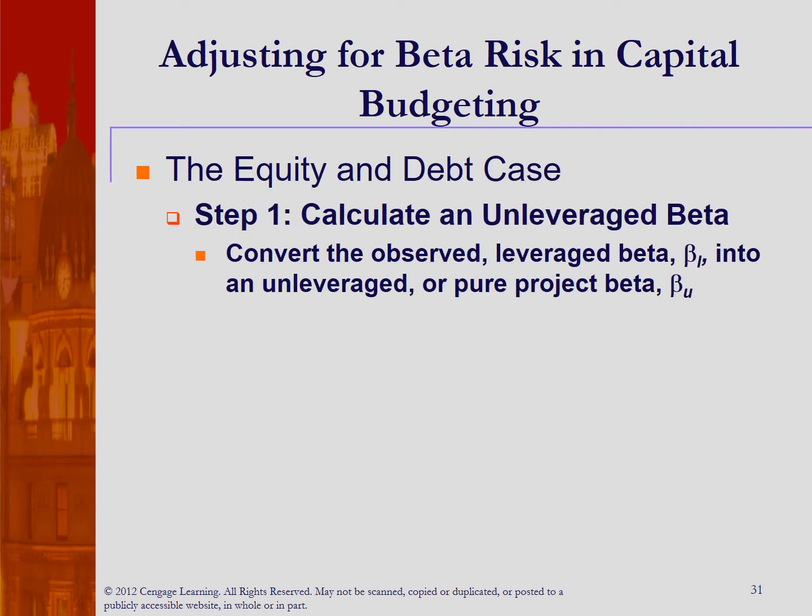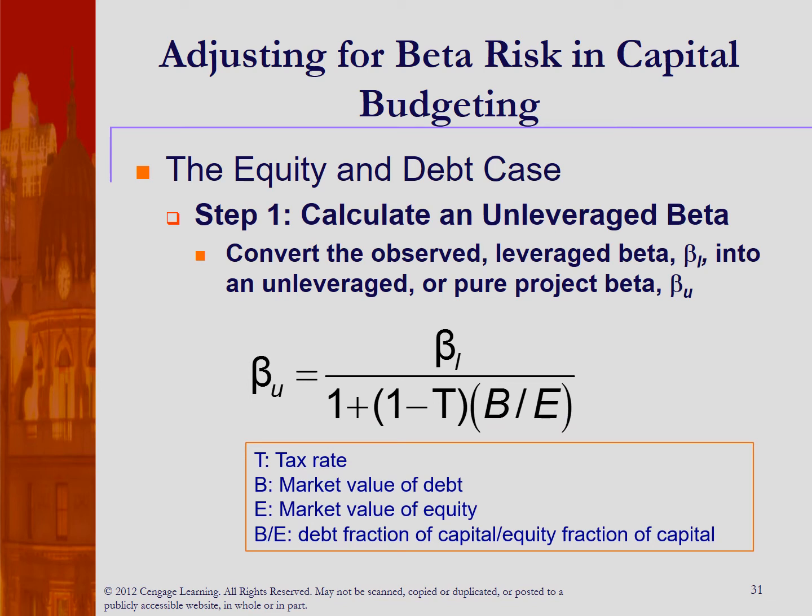The beta obtained from the pure play firm is a leveraged beta, which measures both its business risk and its financial risk. We only want to have the beta with the business risk. So we have to unleverage the beta of the pure play firm to get a pure project beta, that is, the unleveraged beta. Here is the formula to calculate the unleveraged beta from the leveraged beta obtained, where T is the tax rate, B is the market value of debt, E is the market value of equity, and the B/E ratio can also be viewed as debt fraction of capital divided by equity fraction of capital.